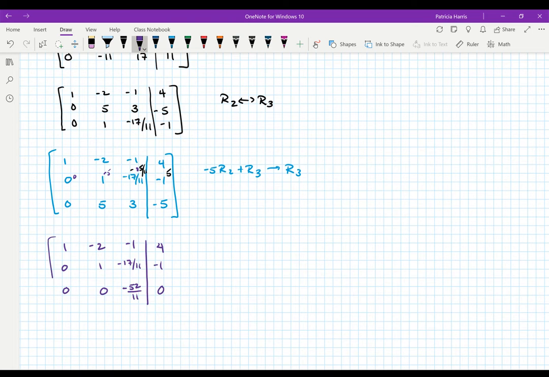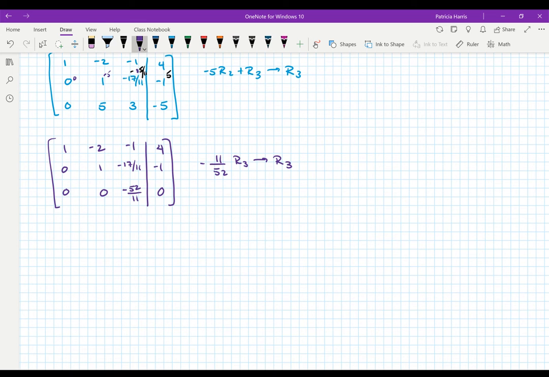Now, we're almost there, believe it or not. We're not in row echelon form yet because this is not a 1. To be in row echelon form, you need to have that a 1. So what we're going to do is multiply row 3 by the reciprocal, and we're going to get a new row 3. Okay, now I've got this.